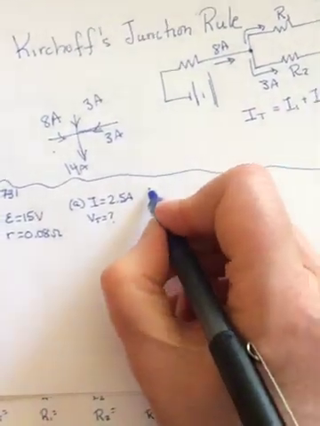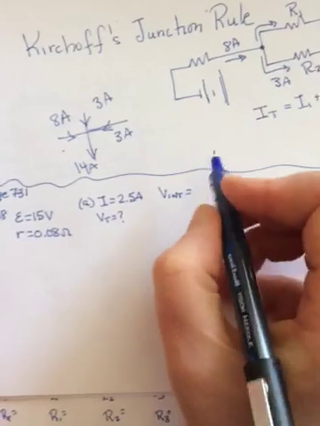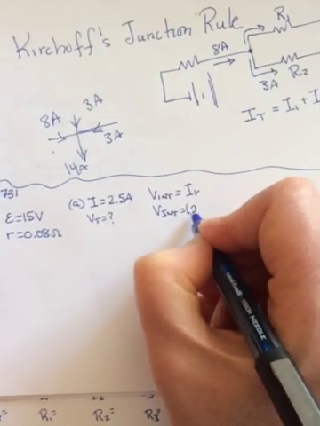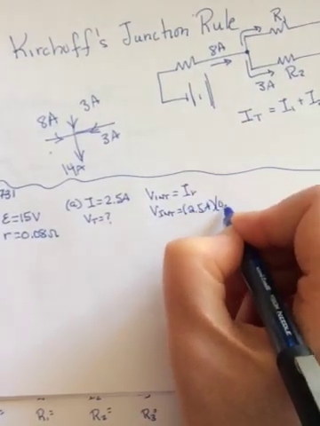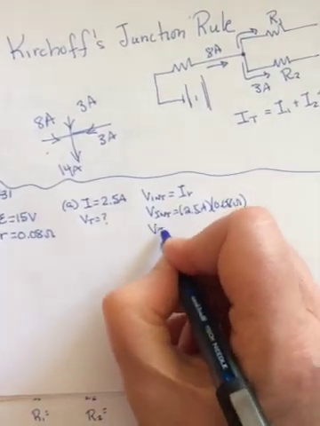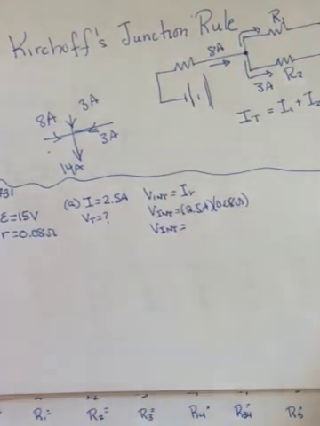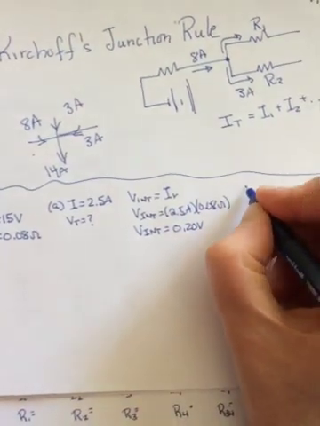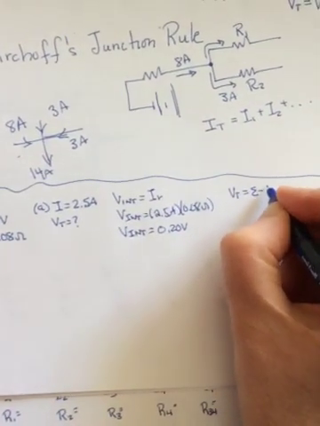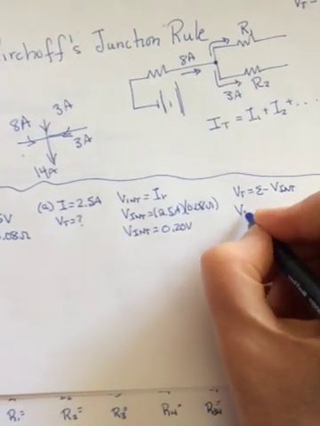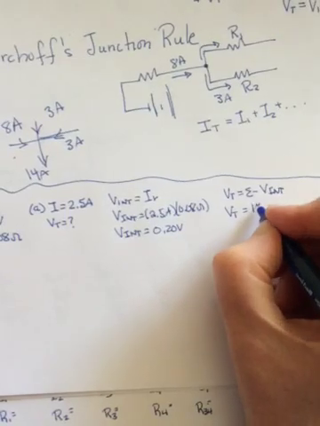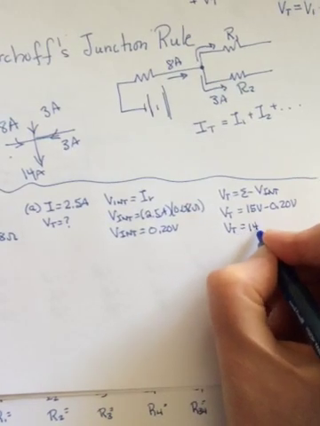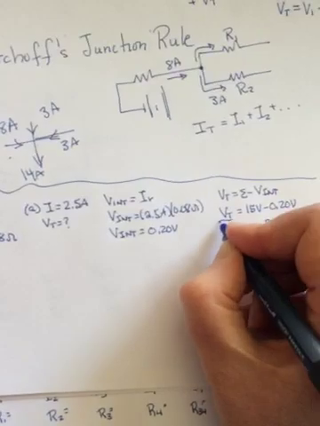So first step, you can find V internal, the internal voltage. It's equal to IR. So it's equal to 2.5 amps times 0.08 ohms. So you get a V internal of 0.2 volts. And so then terminal voltage is equal to the EMF minus the V internal. So the terminal voltage is equal to 15 volts minus 0.2. So the terminal voltage is equal to 14.8 volts.